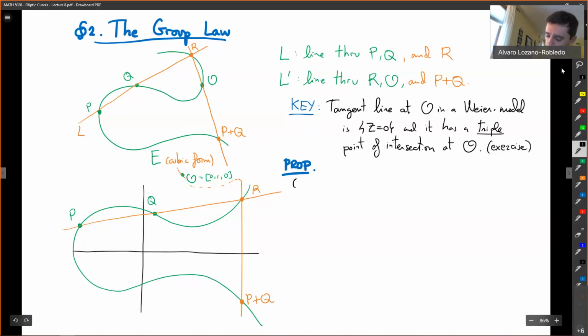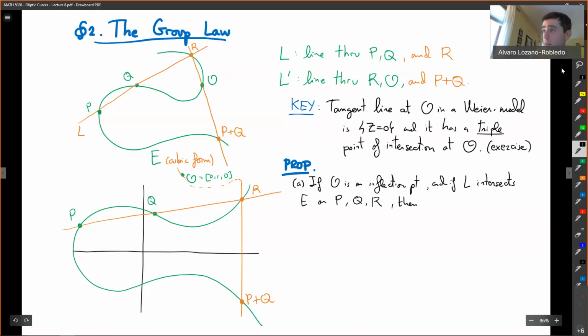So part A: if O is an inflection point, meaning that at O the tangent line has a triple point of intersection, and if L intersects E at P, Q, and R, then P plus Q plus R adds up to be 0.